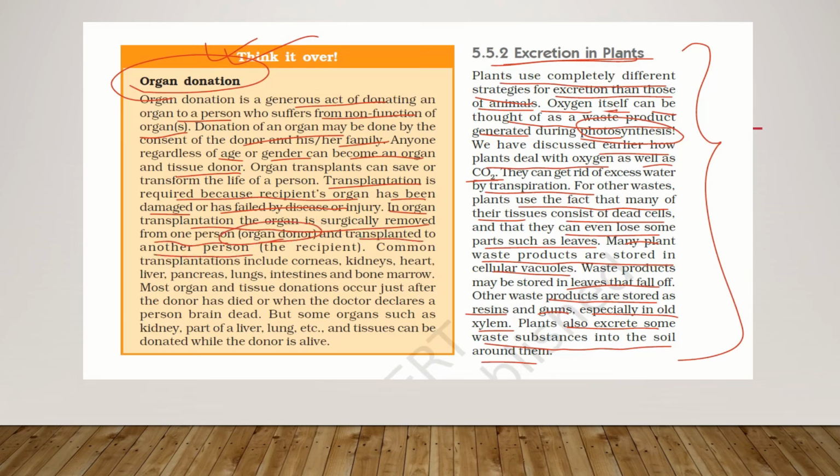So we can know that some organs like corneas, kidneys, heart, liver, pancreas, lungs, intestines and bone marrow can be transplanted. Most organ or tissue donations occur just after the patient has died, but some organs like kidney, part of liver, lungs, and tissues can be donated while the person is alive as well. So this is all in detail about excretion in human beings, and in a slide we have discussed plants also. So please go through it all.